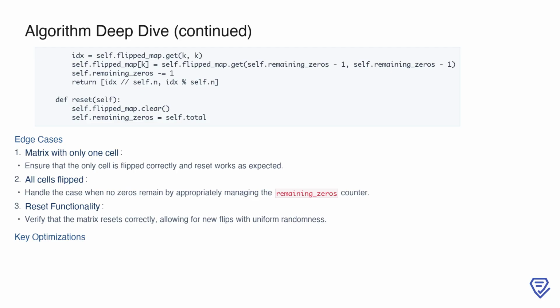The edge cases listed here emphasize the robustness of the implementation. For instance, with a 1x1 matrix, the algorithm ensures the single cell is flipped correctly, and reset restores it appropriately. When all cells have been flipped, the algorithm gracefully handles the condition where no zeros remain. And finally, reset ensures that uniform randomness is preserved for new flips after clearing all previous states.